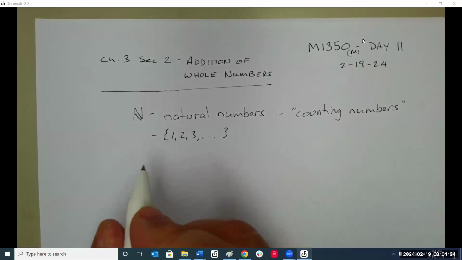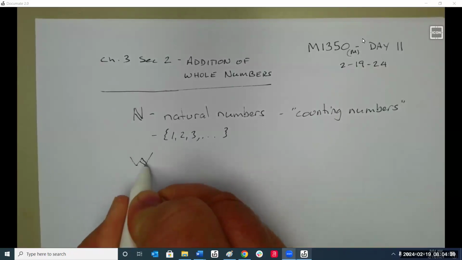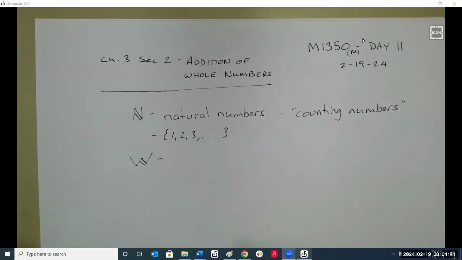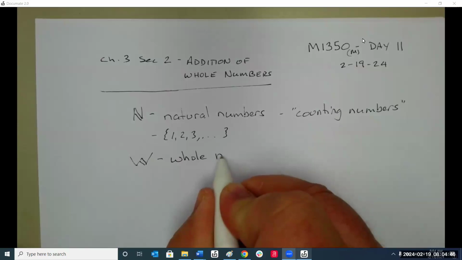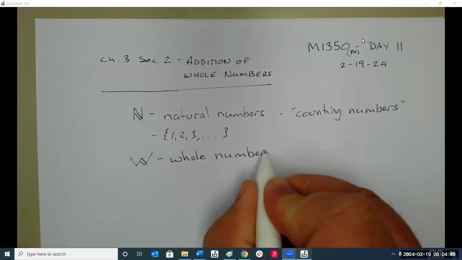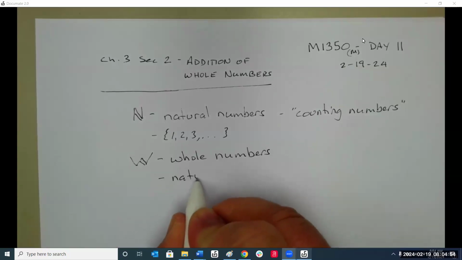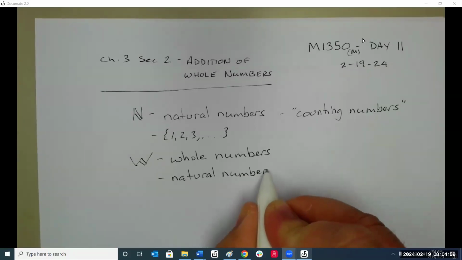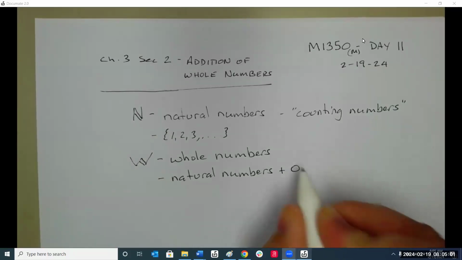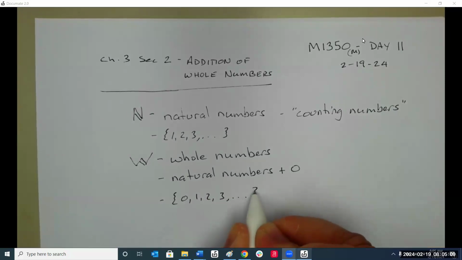Next, we were introduced to the number 0. And that's going to be with a W. We call those whole numbers. They're the natural numbers plus the 0 number. 1, 2, and so on and so forth.